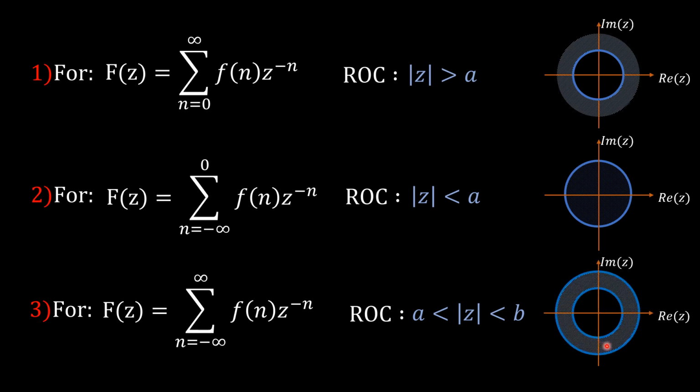So that will give us a region like this. The inner circle is mod z equal to a, and the outer circle is mod z equal to b. The region is inside the circle mod z equal to b and outside the circle mod z equal to a. So the common region is the region between these two concentric circles, which is known as an annulus. For such a Z transform, this is the expected region of convergence.